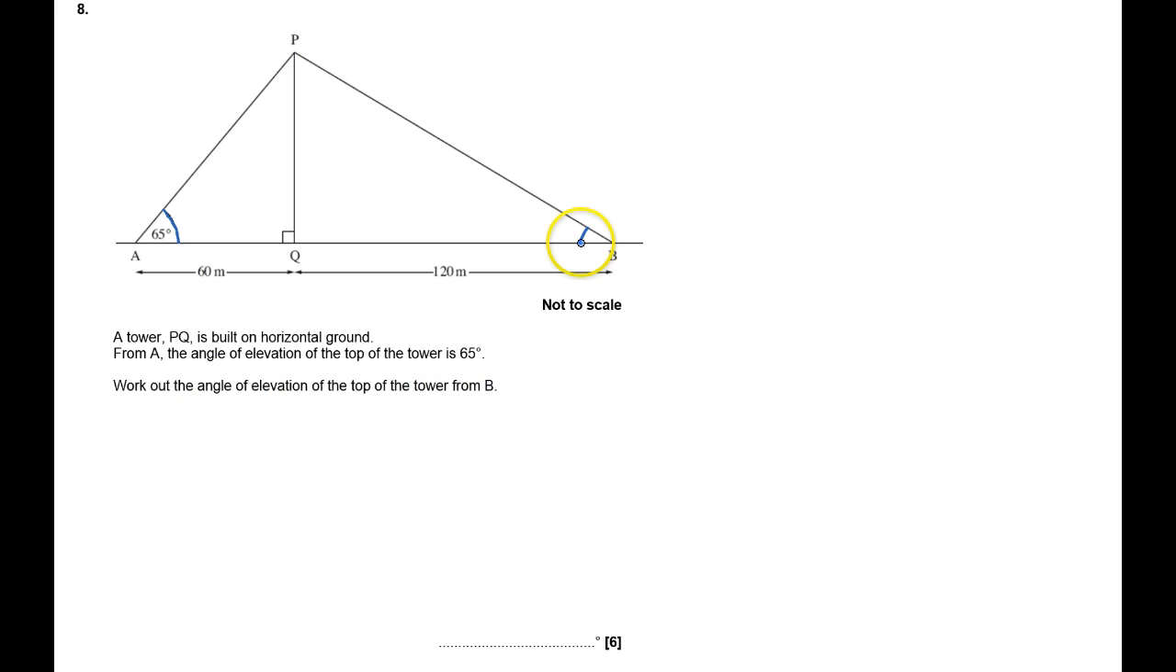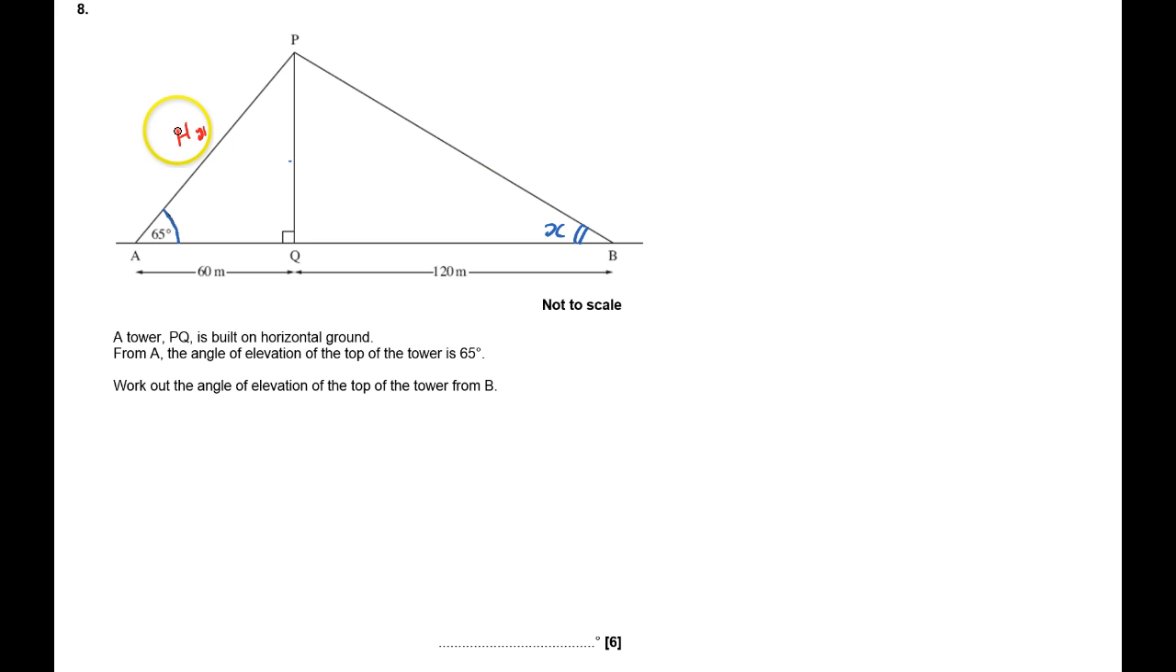So we've got to work out this angle here. I'm going to call it X. And so what we have to do is we're going to have to use the left-hand triangle to work out what this height is, and then we'll know the height, and we'll know this one here, and then we'll be able to work out the angle. So first off, I'm going to do the left-hand triangle to start off with.